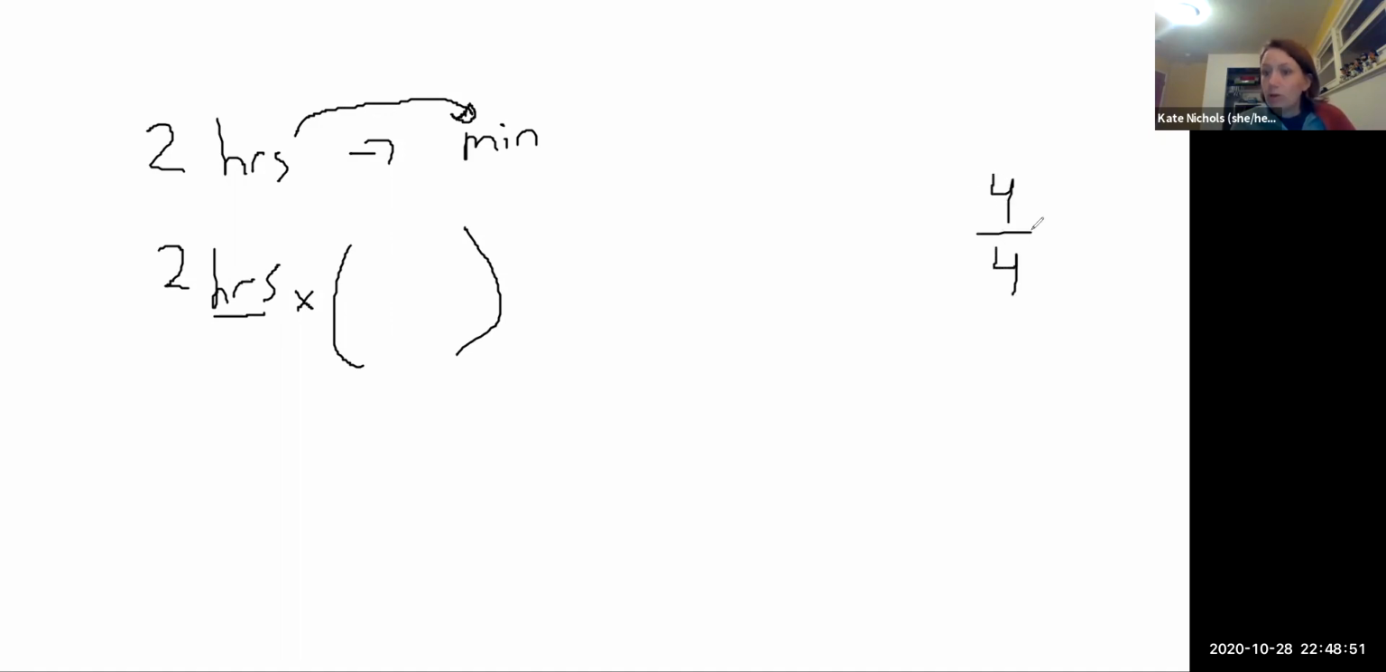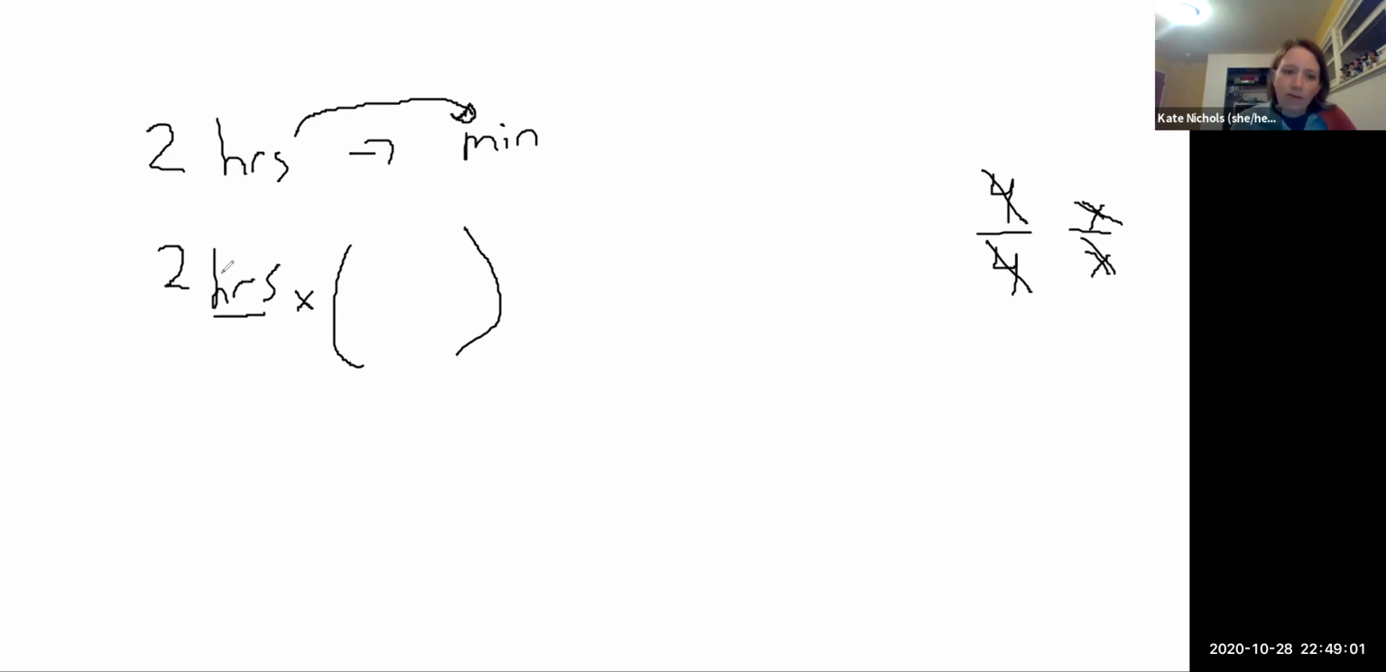The reason I would choose one versus the other is because I want to get rid of this unit here. I want to get rid of the hours. We already said I want to turn the hours into minutes, and the way I do that is by canceling it out. Hopefully you learned in math class that if you want to cancel out a 4, you divide by 4, and then we cancel out the 4. If you want to cancel out the letter X, I would divide by X, and we're going to cancel it out.